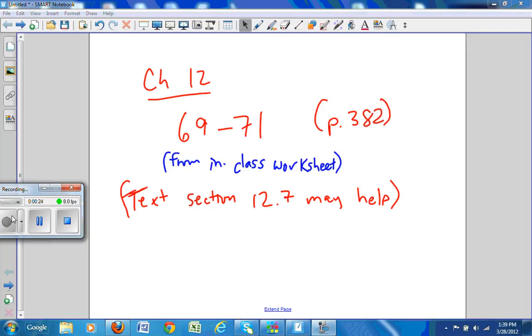But I thought I'd give you some pointers for number 70 today, because I think that might be something that might be a little bit of a struggle without any pointers. So just a reminder though that today in class you should be working on these three, numbers 69 through 71, and section 12.7 may be helpful when doing this.